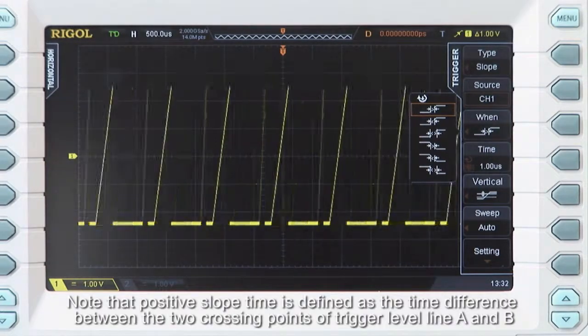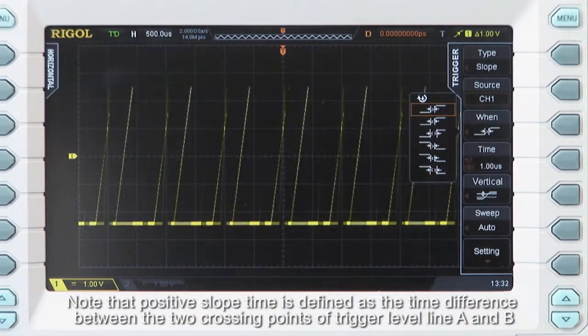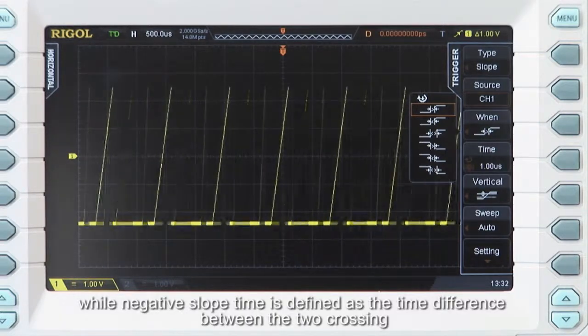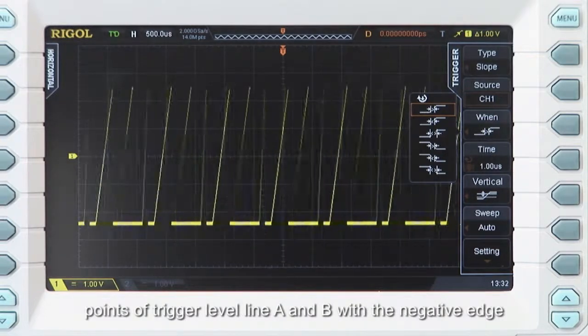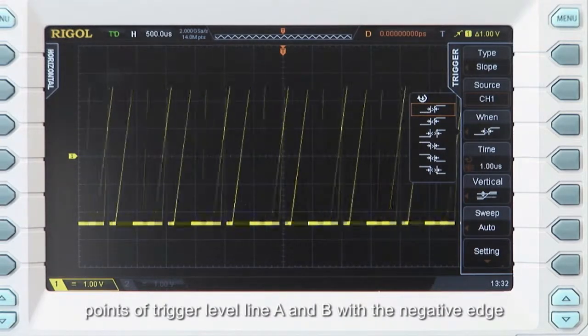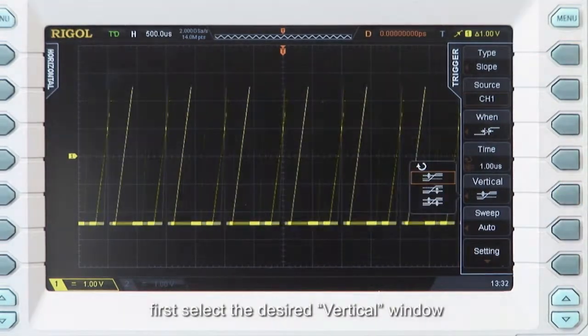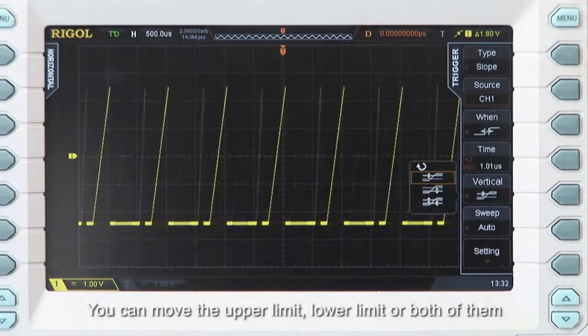Note that the positive slope time is defined as the time difference between the two crossing points of the trigger level line A and B with the positive edge, while negative slope time is defined as the time difference between the two crossing points of trigger level line A and B with the negative edge. To adjust the trigger level, first select the desired vertical window, and then you can move the upper or lower limits, or both of them.